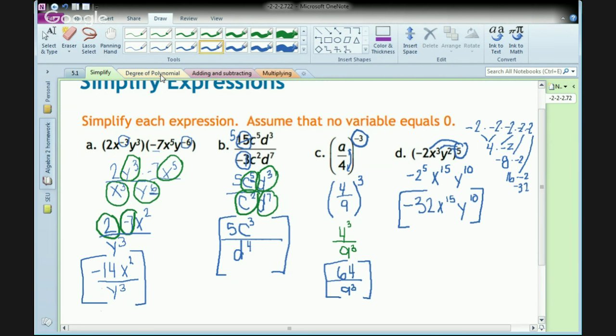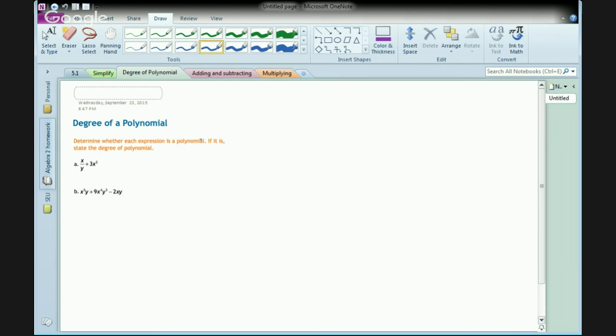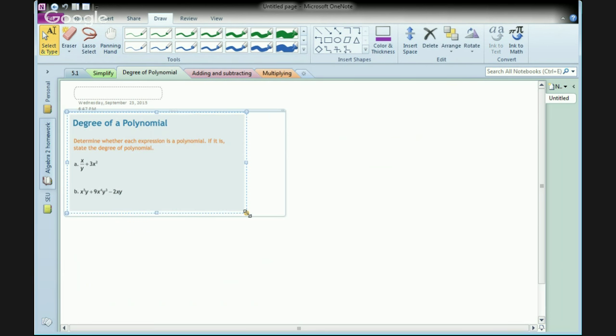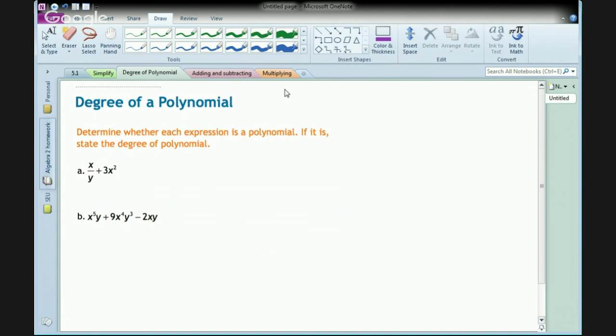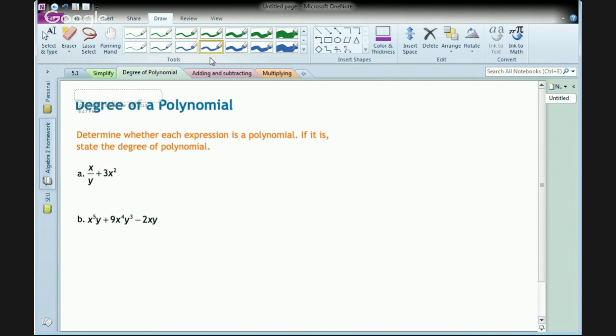We're just simplifying exponents. The other thing we talked about in class was classifying the degree of a polynomial. So we need to first determine, is it a polynomial? And if it is, then state the degree. So it's a yes or no question. So looking at letter A, we need to first know what's a polynomial.